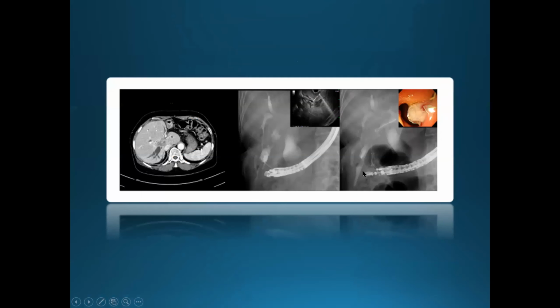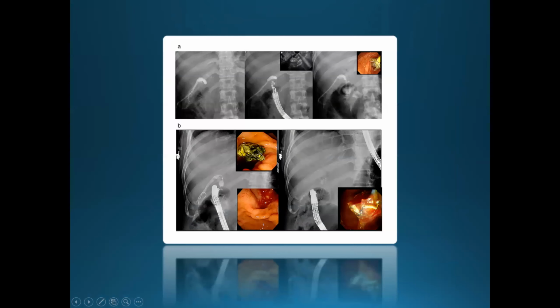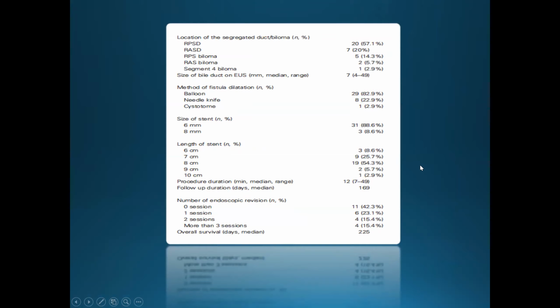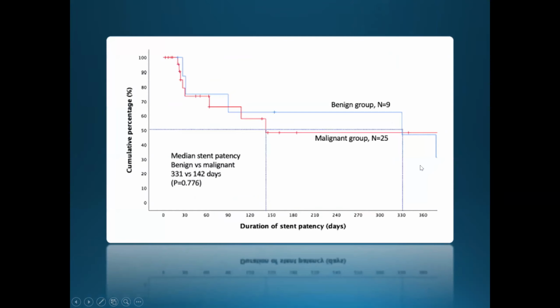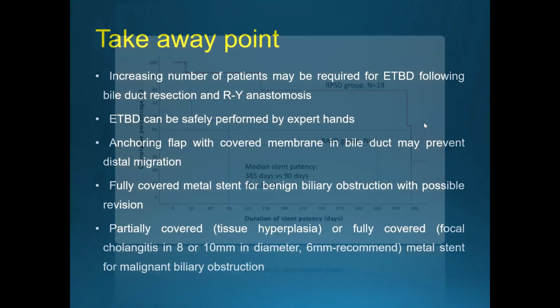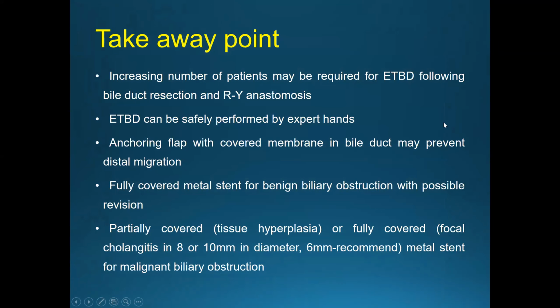Recently I have long-term data for hepatic duodenostomy in various patients. So I think maybe the most important point is that the right anterior duct may be inferior to the right posterior duct in terms of stent patency. I recommend the right posterior duct for hepatic duodenostomy. This is my summary. An increased number of patients may be required for ETBD following bile duct resection and anastomosis.